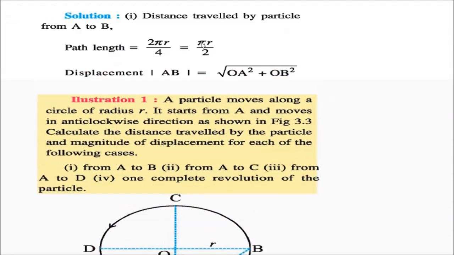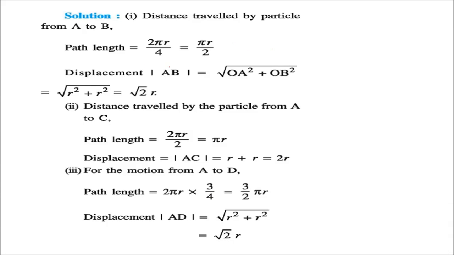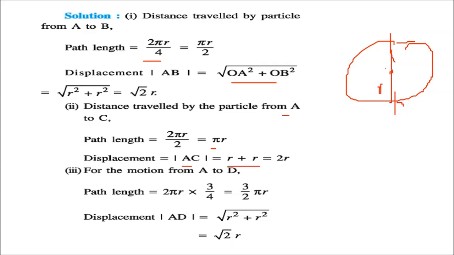So this is what is being shown here. The distance traveled by the particle from A to B is 2 pi r by 4 in the first case, and the displacement is root of r square plus r square, that is root 2 r. And from A to C, that is from this point to this point, it will be 2 pi r by 2, because the whole circumference is 2 pi r. So it will be 2 pi r by 2, that is pi r. Displacement is what? r plus r. From here to here it is r, from here to here it is r. So displacement is 2r.